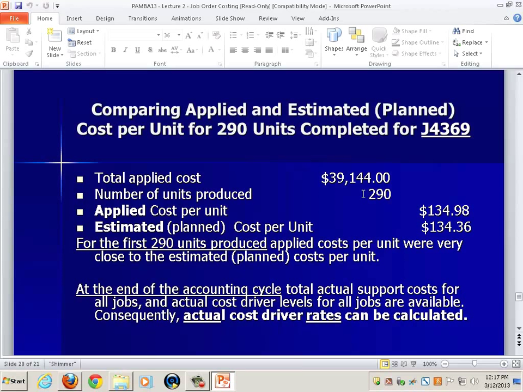No, I think you misunderstand my question. I mean, the cost driver rate, you said we have to wait until the end of the accounting cycle to calculate the actual cost driver rate. Yes. So in the middle of the time, can we calculate the actual cost driver rate by using the actual support cost divided by the actual? No, we don't have them.